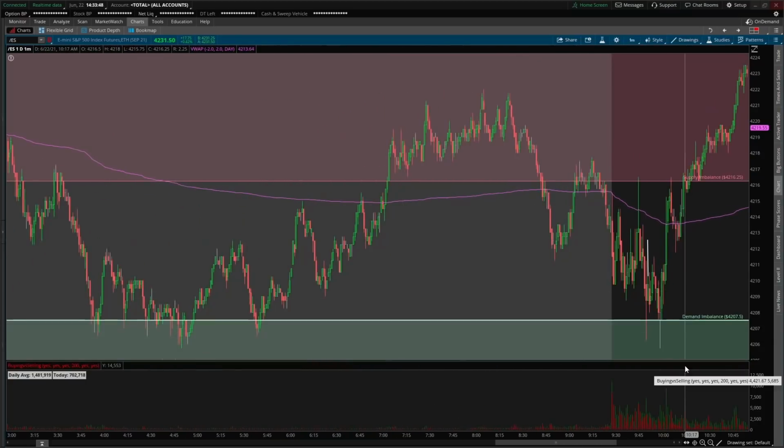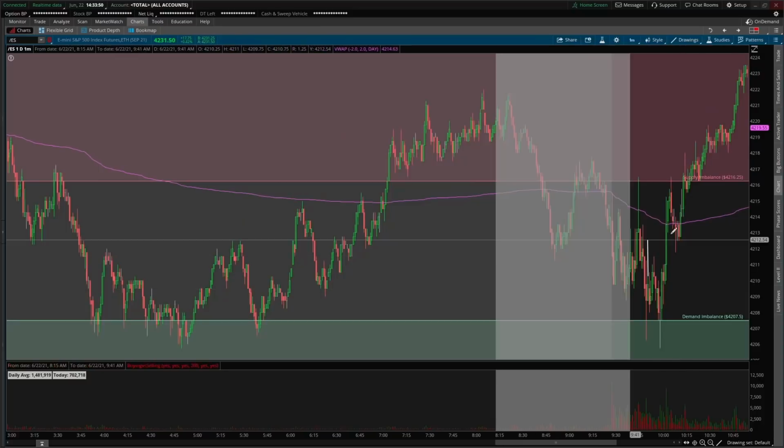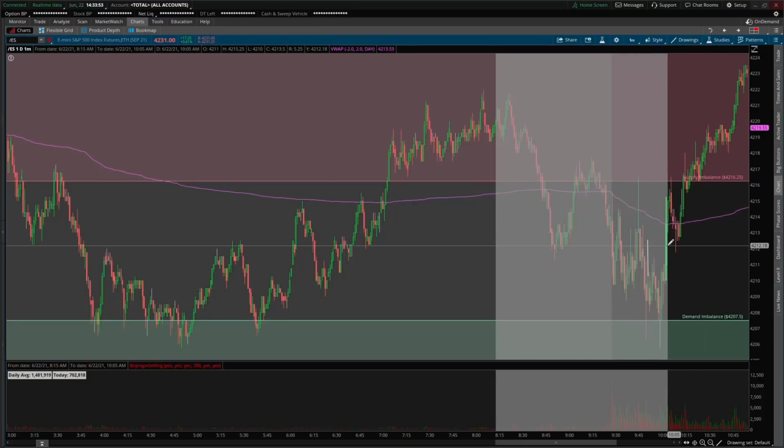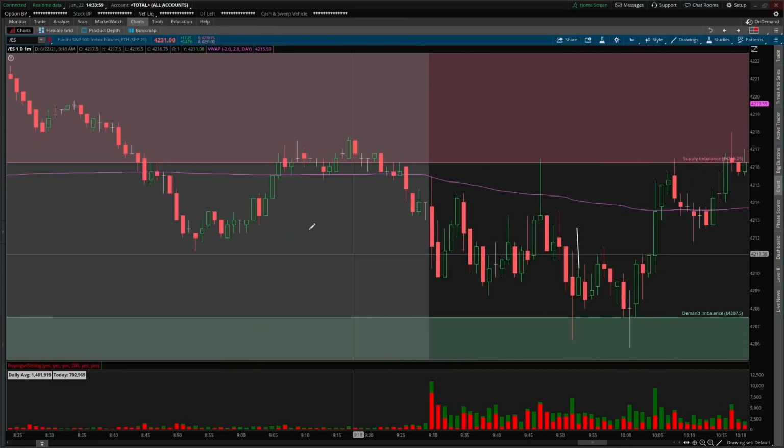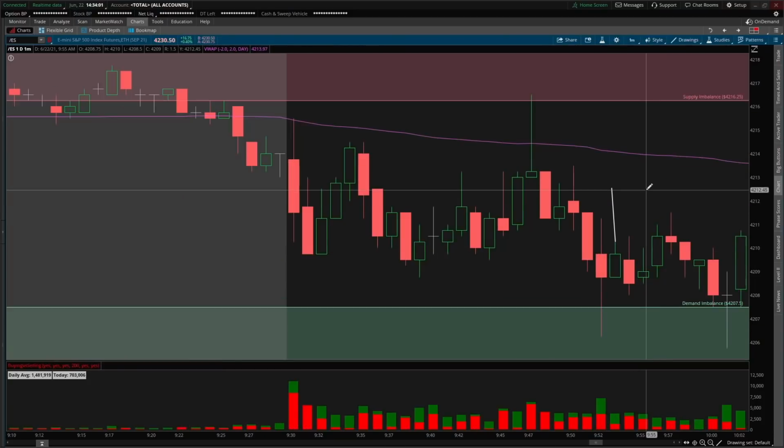So my risk was extremely tight. Wasn't the best confirmation when I did enter. However, I'm okay with taking not the best confirmation if my risk is tight because I know how powerful these imbalances are. So a couple minutes after, this wasn't working out right away.